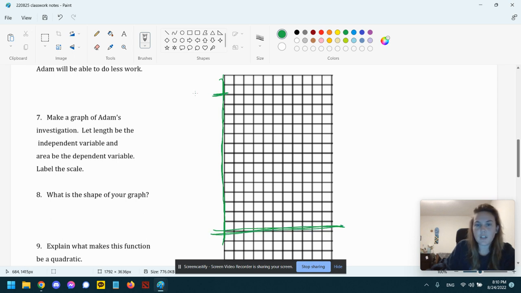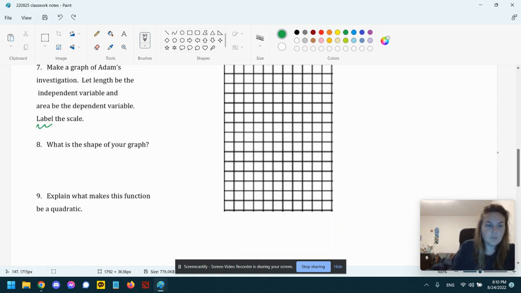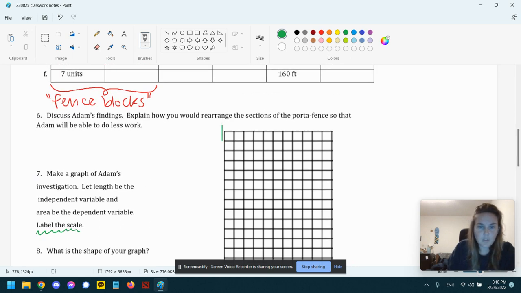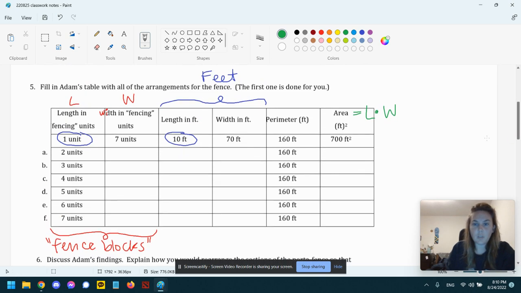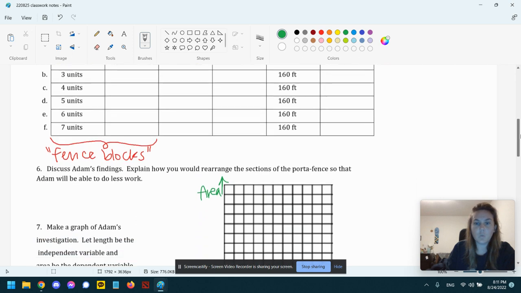Say the top one is 1,000. You want this one to be 1,000, and then you can section up everything after that. I don't actually remember which one is the tallest though, so you have to figure that out. But label your scale. I would do this as length, so 10 feet is the length, 20 feet is the length, 30 feet is the length, etc. And then this one is the area, and it'll get up quite high. At least 700 will be included.